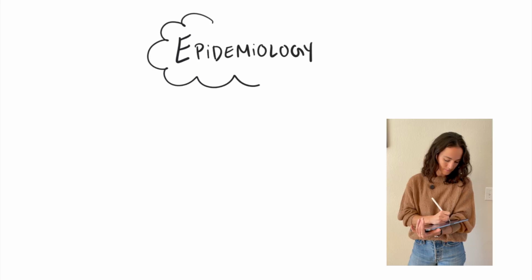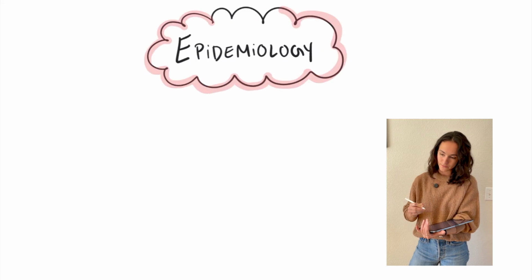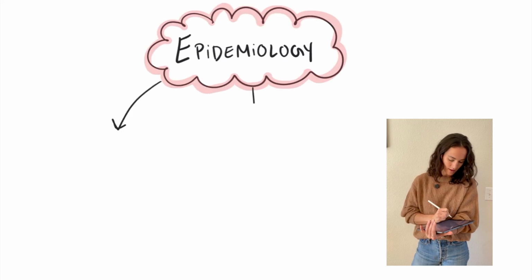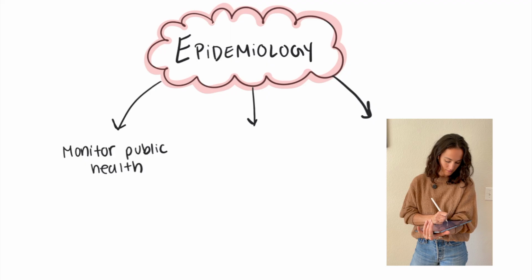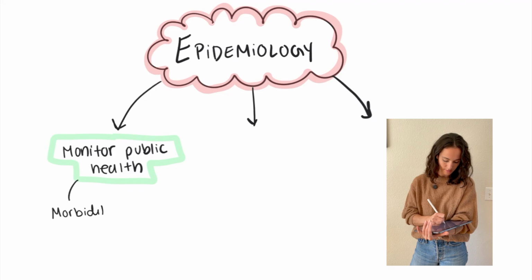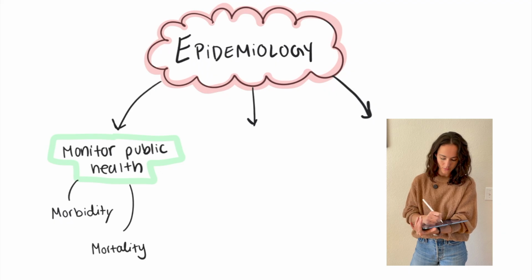Epidemiology is a field with many parts. Epidemiologists monitor public health, which can include gathering data and analyzing morbidity and mortality. Morbidity refers to the state of being ill or diseased, so this measures the number of people who are sick or injured within a given population. Mortality, on the other hand, refers to actual deaths, so this measures the number of people who die from a specific disease or condition in a given population. It focuses more on fatal outcomes.